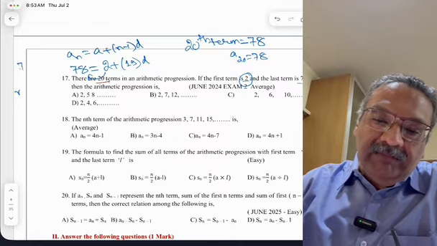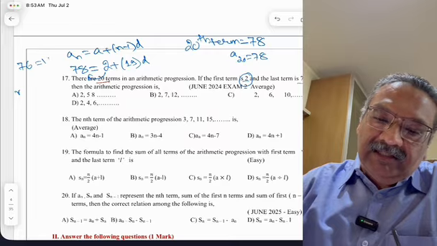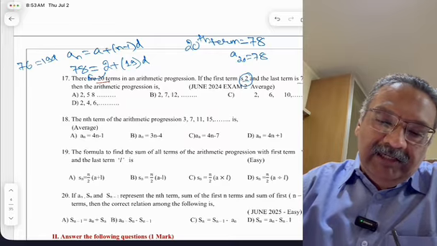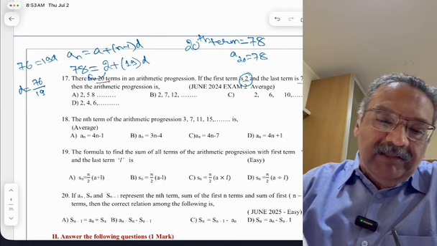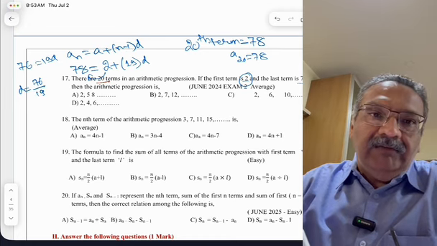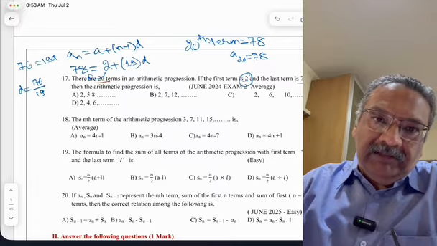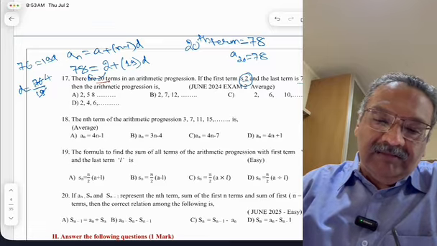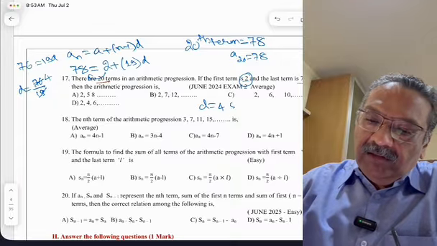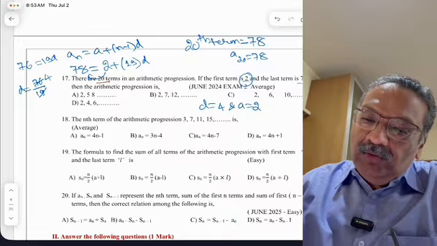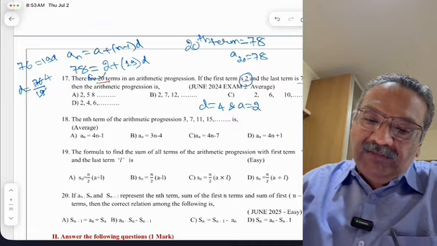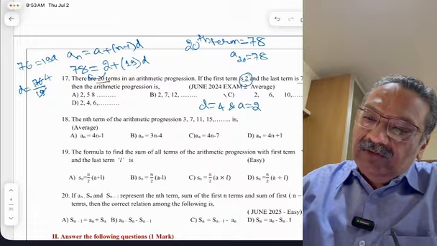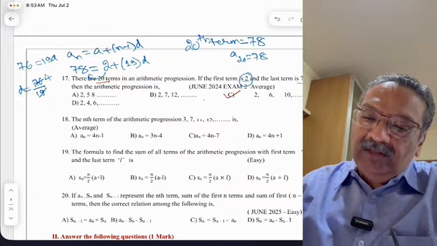So 2 going to the other side becomes minus. So 76 is equal to 19 D. So D is equal to 76 by 19. 19 fours are 76, correct. So common difference D is 4, and A is the first term, which is 2. So 2 plus 4 is 6, 6 plus 4 is 10. So the answer is C, 2, 6, 10.